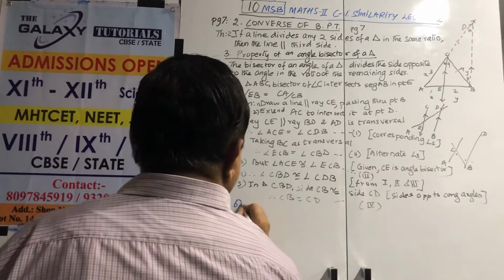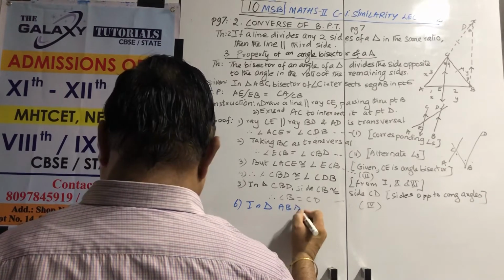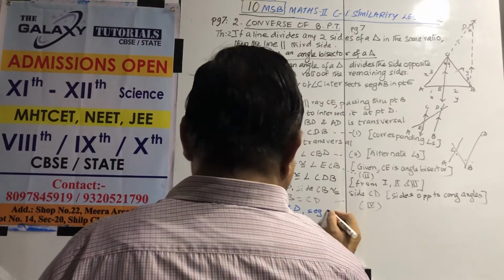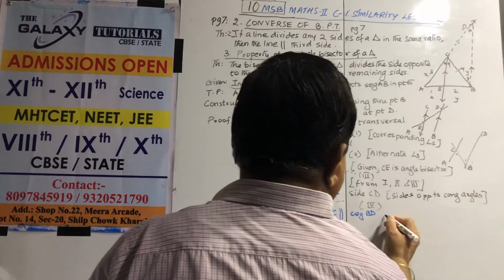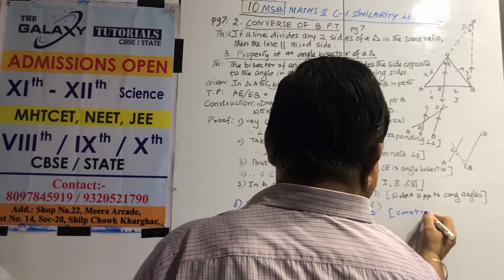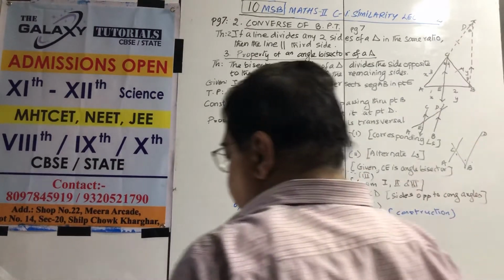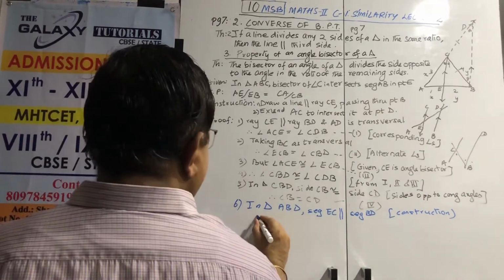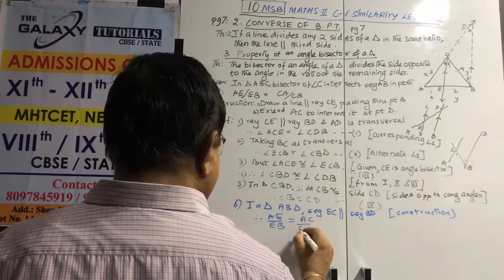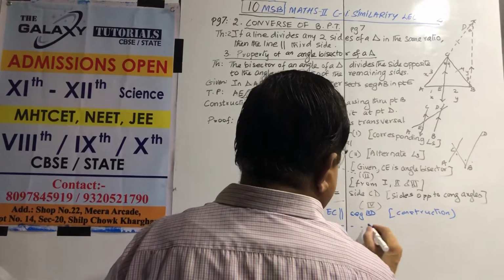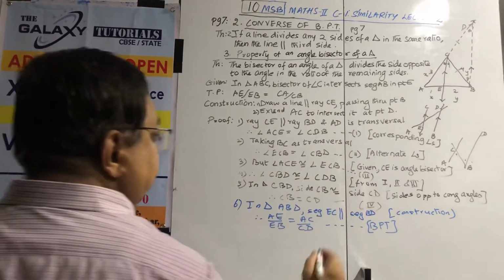6. In triangle ABD, segment EC is parallel to segment BD. That is by our construction. Segment EC is parallel to BD. We constructed, dotted line is shown. Therefore, AE upon EB is equal to AC upon CD by, we just proved, basic proportionality theorem. And this is number 5.